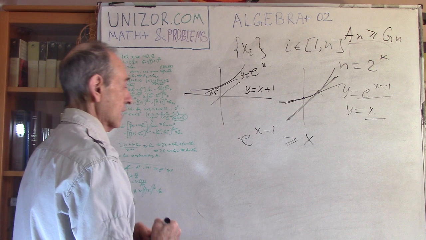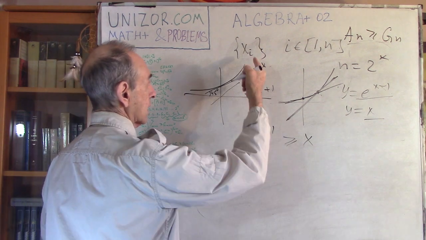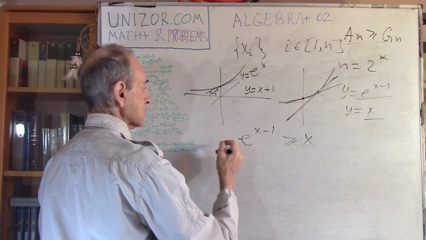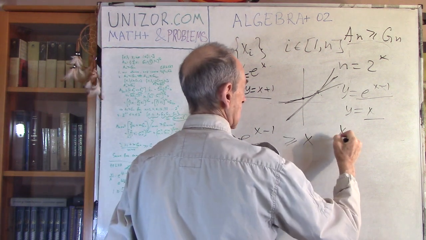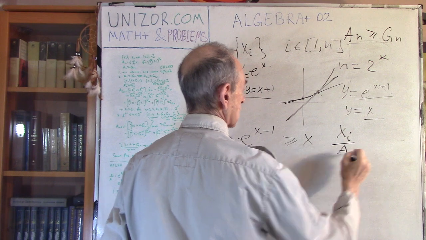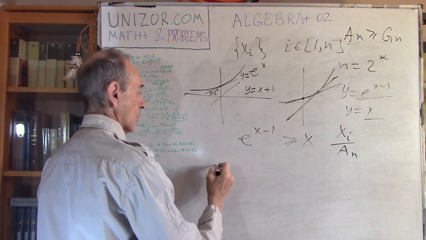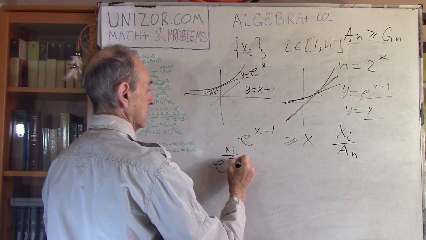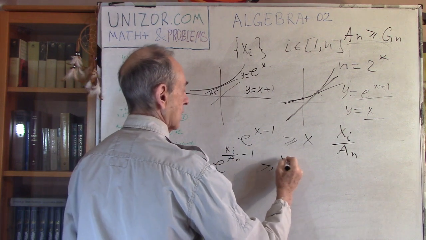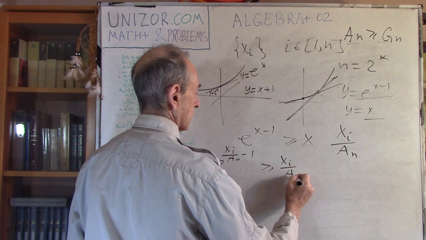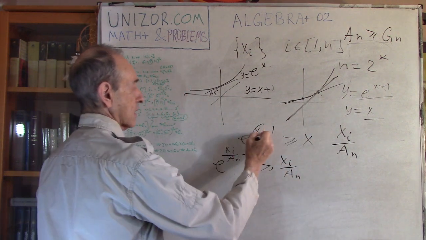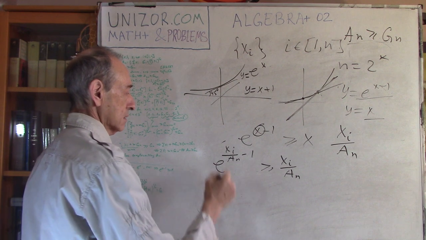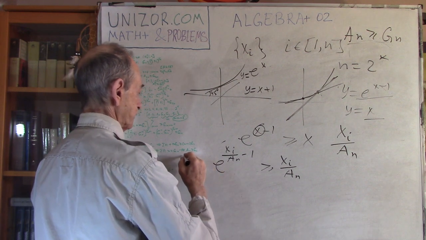But from here, it's very easy to get our inequality, because I will use it for xi divided by an. So what will I have? I will have e to the power xi divided by an minus 1 greater or equal to xi divided by an. Right? So instead of x, I'm using this. Okay? Then I multiply it.